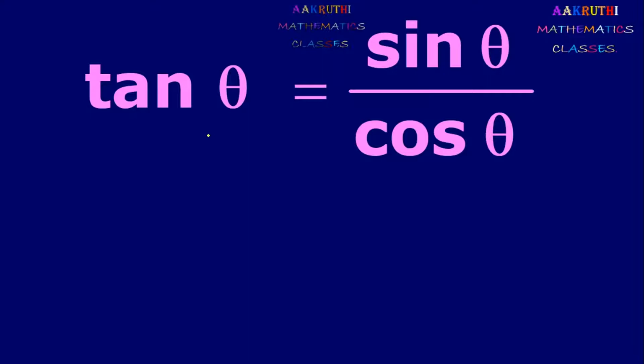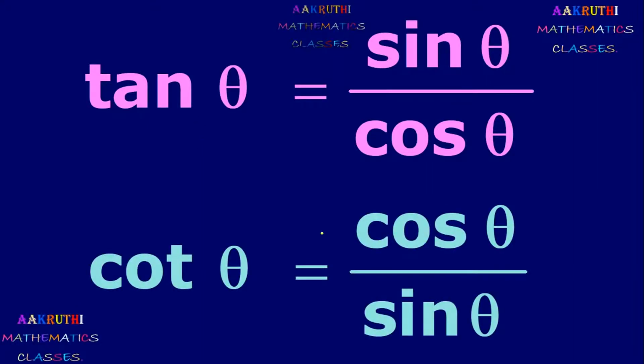So next we find relation between sin theta, cos theta and tan theta. Sin theta by cos theta is tan theta. Same type, cos theta by sin theta is cot theta. So tan theta is sin theta by cos theta and cot theta is cos theta by sin theta.